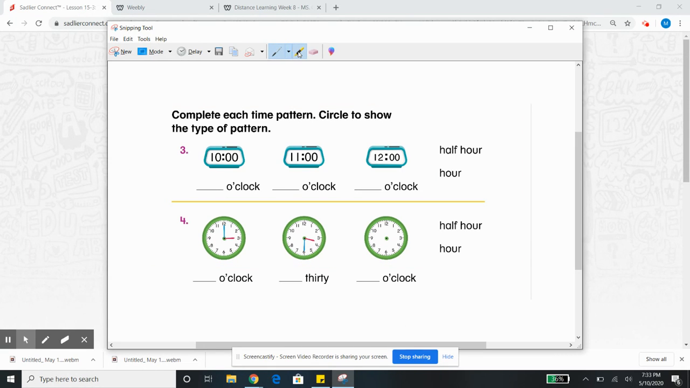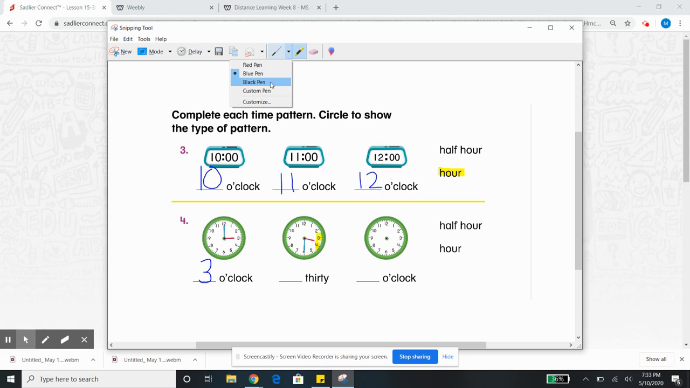Okay, so let's look here. And then you're going to write out the time. So this is 10 o'clock. This is 11 o'clock. And this one, good, 12 o'clock. Now look down here, number 4. I have 3 o'clock. I see it's pointing right in between those two numbers. It's in between 3 and 4. Please make sure you're looking at that carefully. It's in between the numbers 3 and 4.